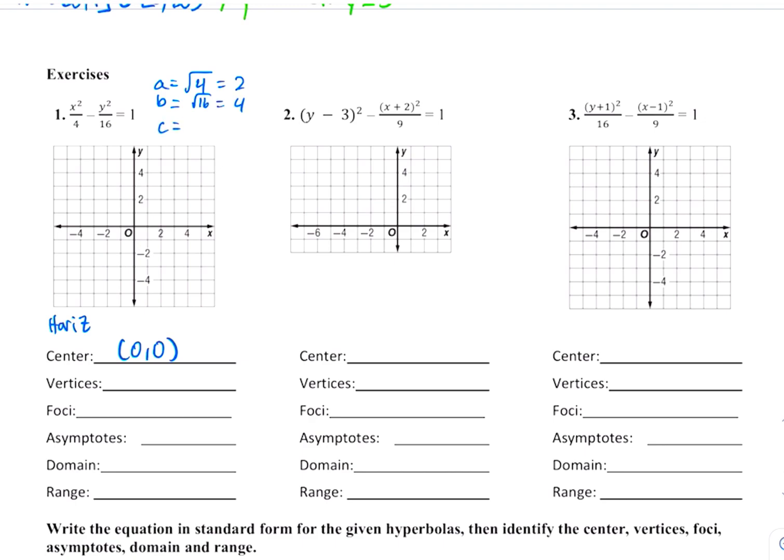And then for the c value, we are using c squared equals a squared plus b squared. So I'm adding these two things together and then taking the square root of that. So 16 plus 4 is 20, and then I can simplify that. So as I'm thinking of this, I can think of it as 4 times 5. Square root of 4 is 2, and then the 5 stays in the radical.